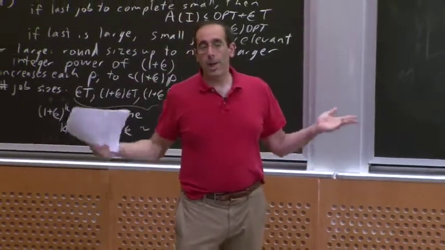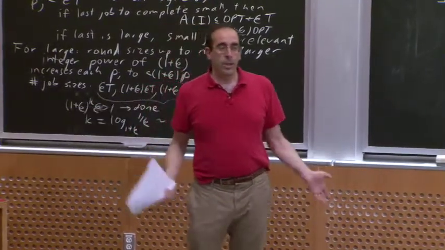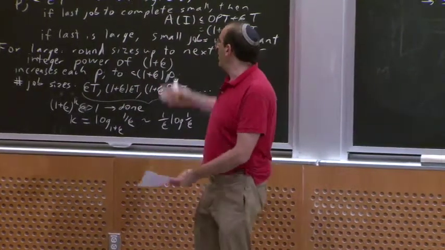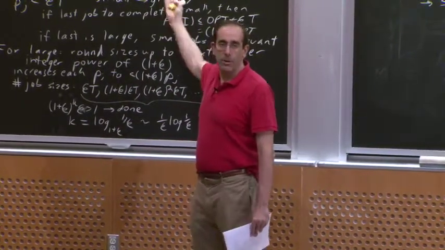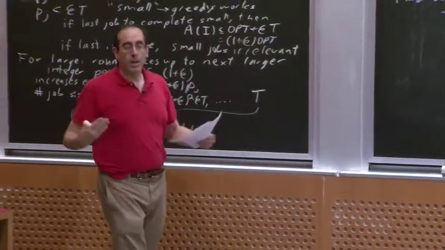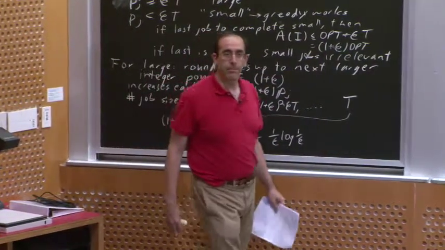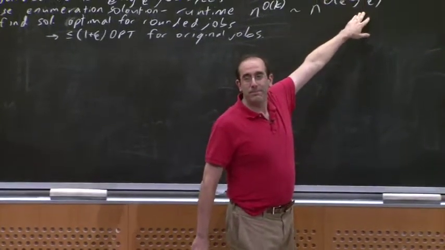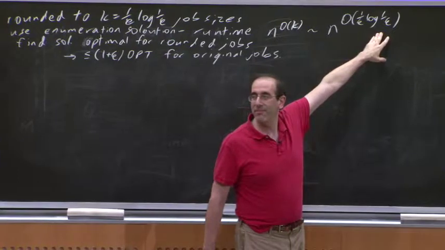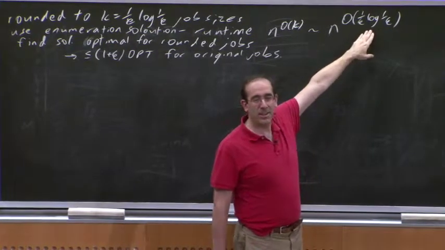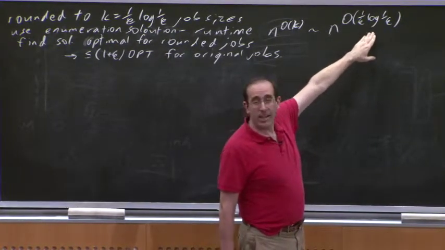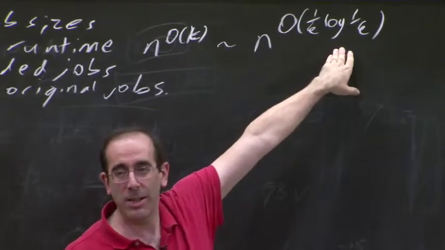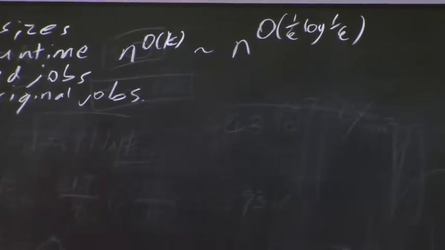Then I throw in the small jobs. Either they matter or they don't. If they don't matter, well, then I just said I'm within 1 plus epsilon of optimal. If they do matter, then our argument about small jobs says that we're within 1 plus epsilon of optimal. So either way, we're within 1 plus epsilon of optimal. Okay? And our running time is polynomial, right? For any fixed epsilon, there is a polynomial. It's not a very nice polynomial, but this is why we have here a polynomial approximation scheme and not a fully polynomial approximation scheme, right?